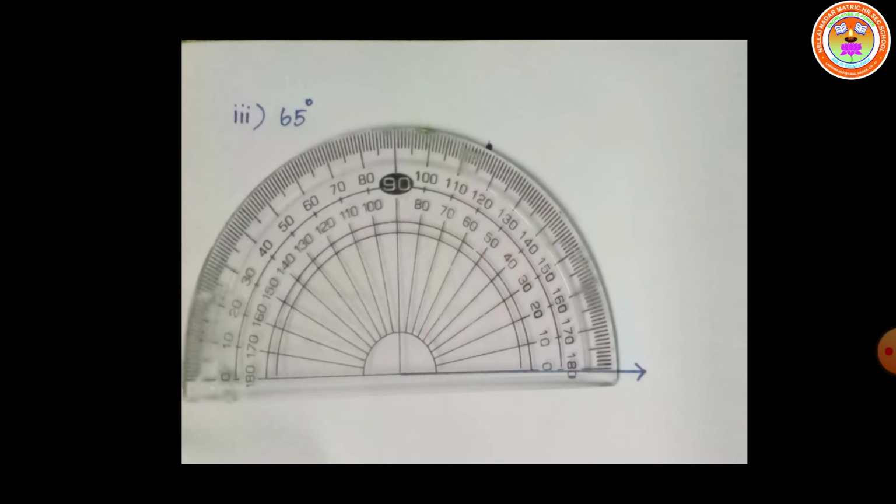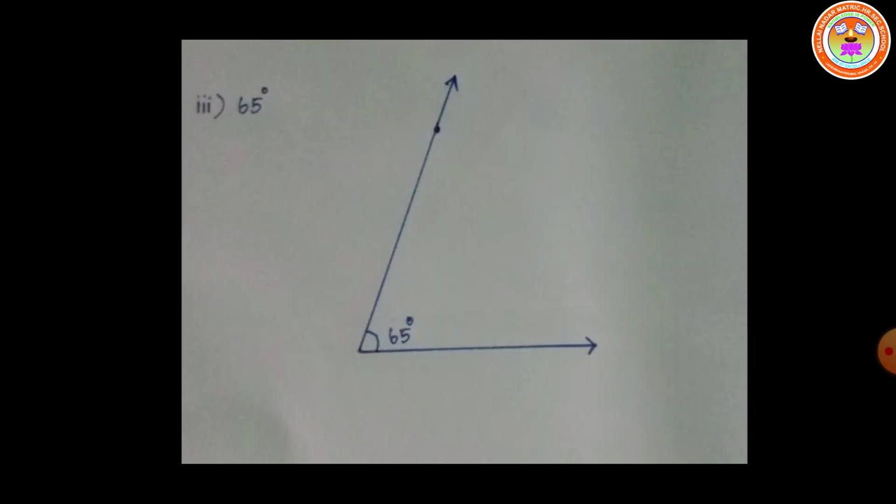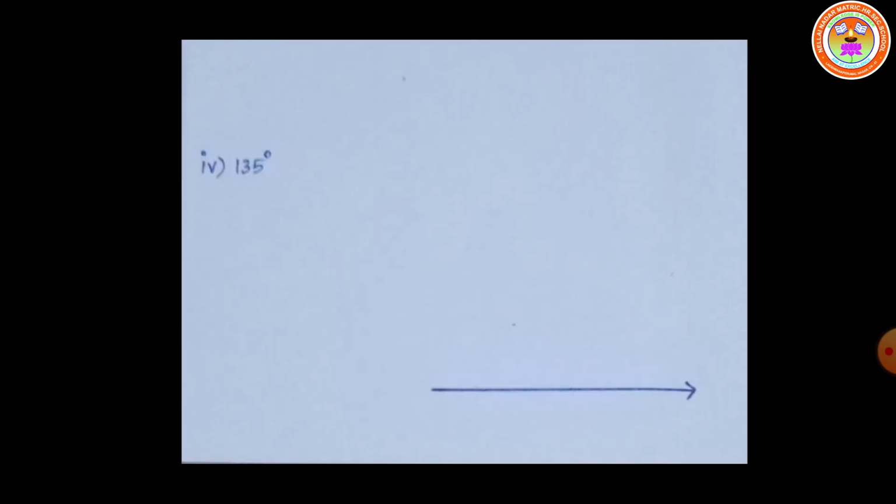Mark that. Then remove the protractor, then join by another ray. Angle between these two rays is 65 degree. Mark the angle as 65 degree. Fourth subdivision they given, the angle is 135 degree. First step you have to draw the base ray like this.